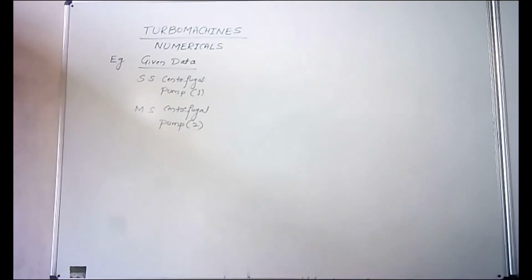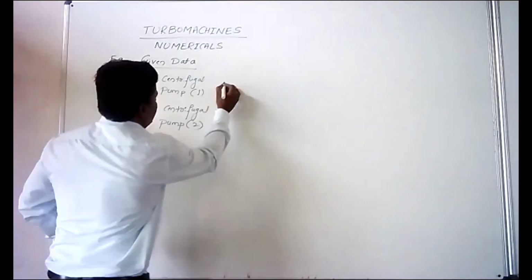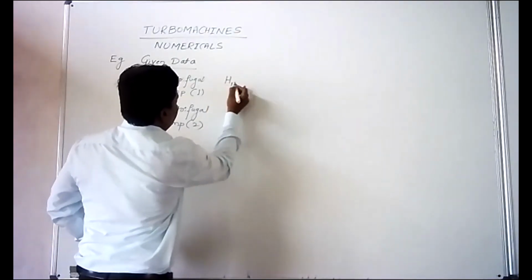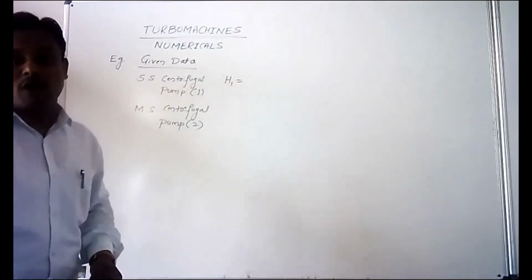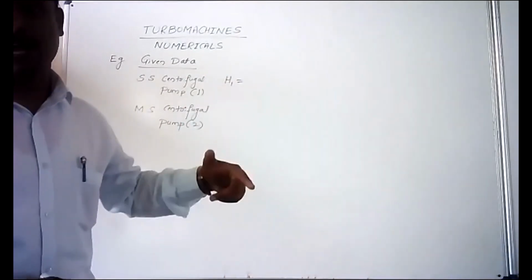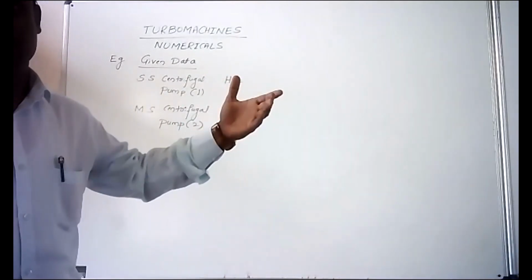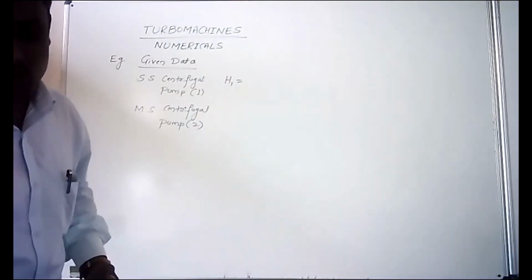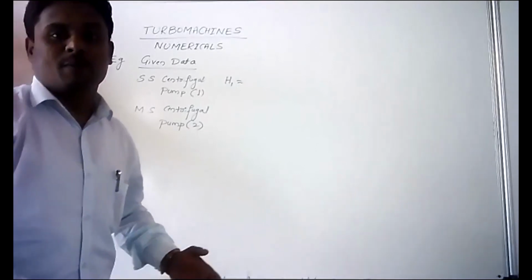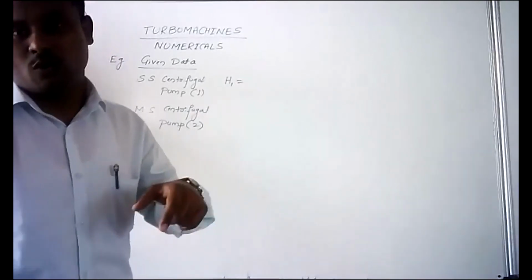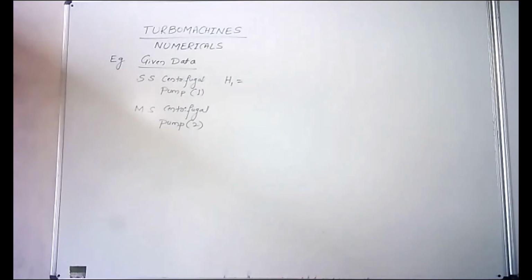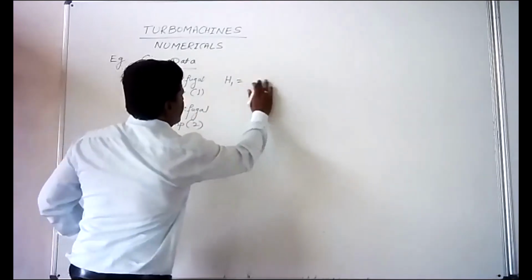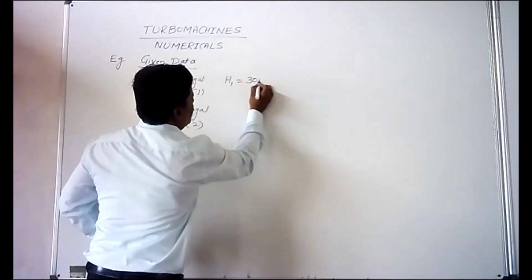The single stage centrifugal pump works against a head of 30 meters. Let me take it as H1. Instead of model and prototype, let me take the suffixes 1 and 2, because here he has given the single stage centrifugal pump and the multi-stage centrifugal pump. So H1 is 30 meters.